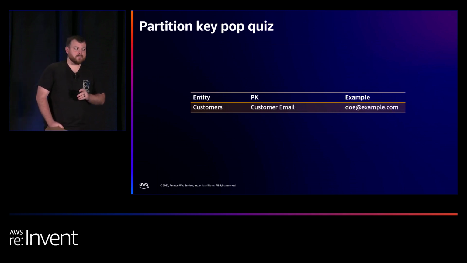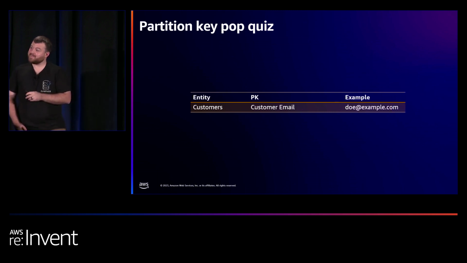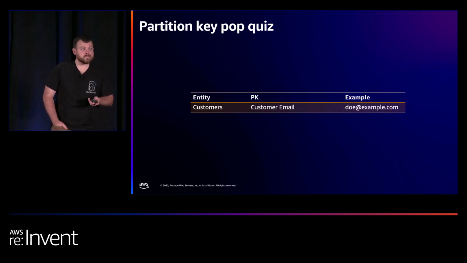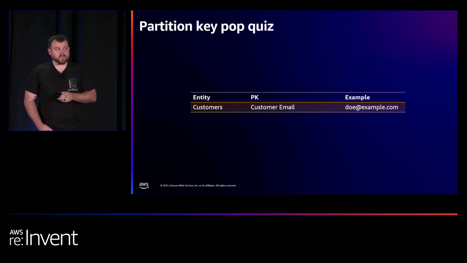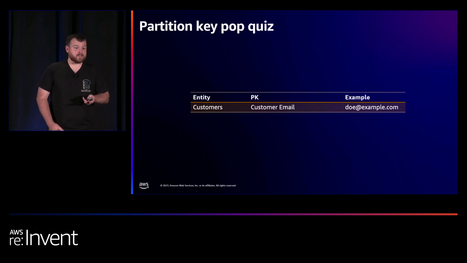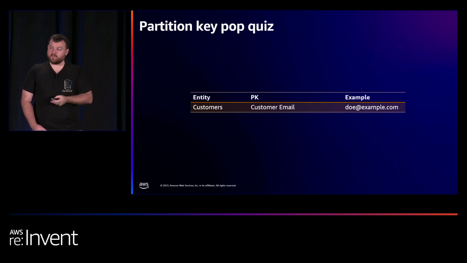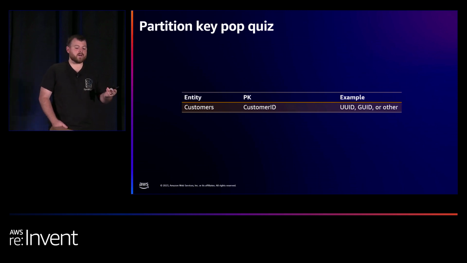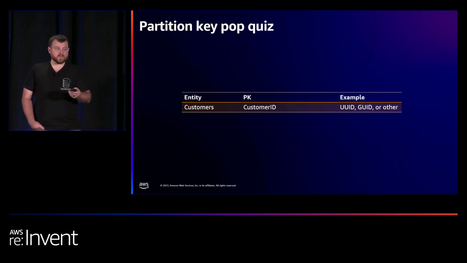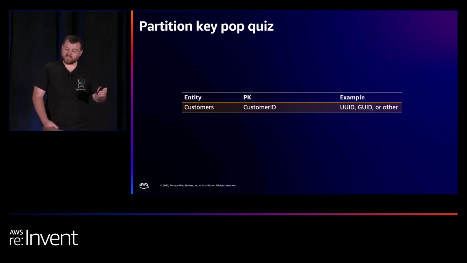How about email? Anyone? No? Email's better. The one problem with email is, what if someone changes their email? Now we have to go change every item that has the customer's email. So I guess lastly, how about a random ID, like a UID, GUID? Anyone? No takers? All right.